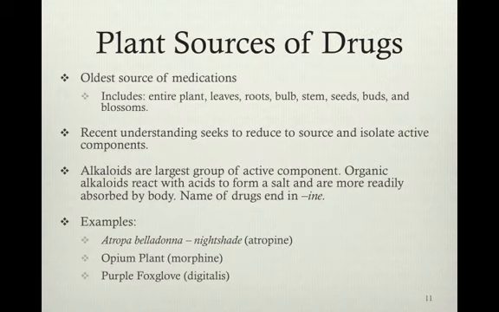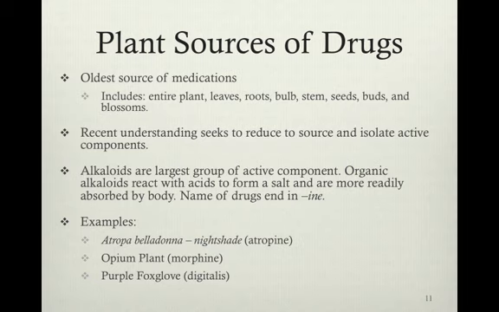Plant sources of drugs. The oldest source of medications includes the entire plant: leaves, roots, bulbs, stems, seeds, buds, and blossoms. Recent understanding seeks to source and isolate active components, and alkaloids are the largest group of active components. Organic alkaloids react with acids to form a salt and are more readily absorbed in the body. The names of the drugs end in INE.